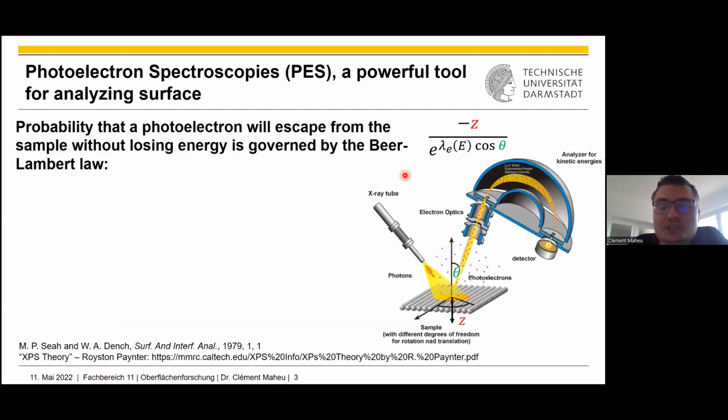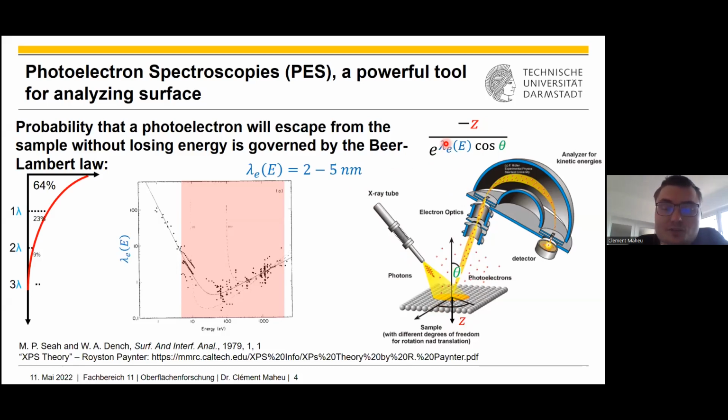There are two things I would like to stress. Photoelectron spectroscopies are surface sensitive techniques. The main reason is that your X-rays can penetrate quite deep inside your material, but the main limitation is that the photoelectrons you create have trouble escaping from your material. This escape follows the Beer-Lambert law, which depends on the z-axis, where the electron comes from, the angle between the normal of your sample and the detector, and this parameter, the inelastic mean free path of your electrons, which depends on their kinetic energy.